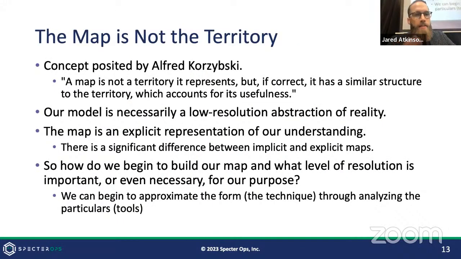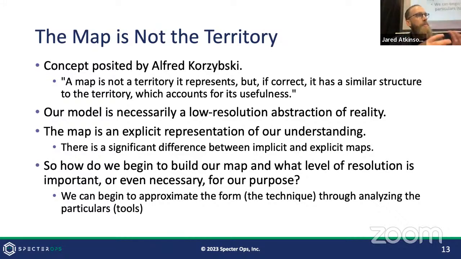This is the last froofy philosophical idea, but I'm happy to go into that if people like it. So there's this idea called the map is not the territory. Is anybody familiar with that? So I'll just read it and then I'll talk about it. Alfred Korzybski was a Russian mathematician who wrote a paper in like 1931, and he came up with this idea called the map is not the territory. He said, a map is not the territory that it represents, but if correct, it has a similar structure to the territory, which accounts for its usefulness, right?